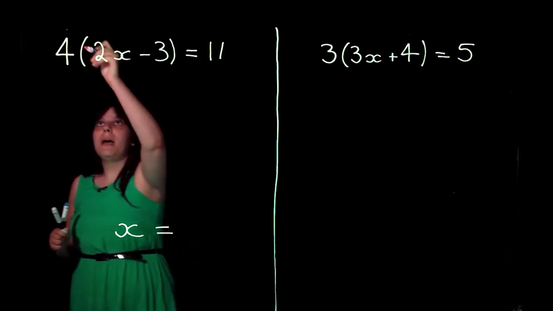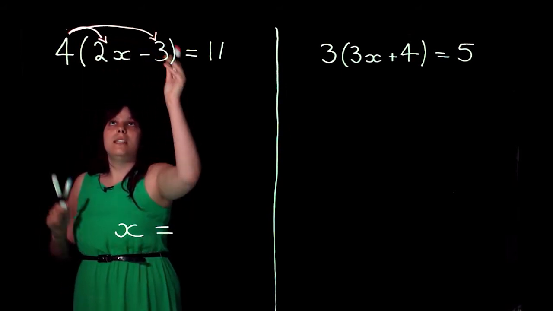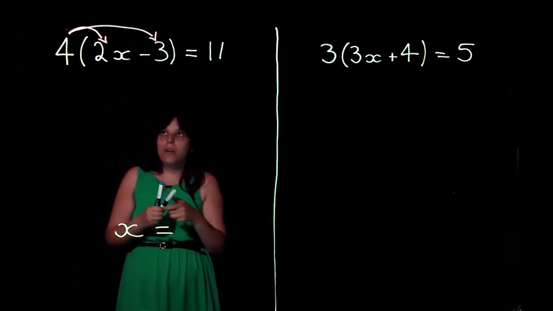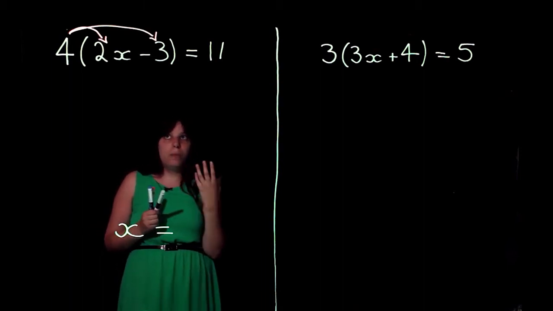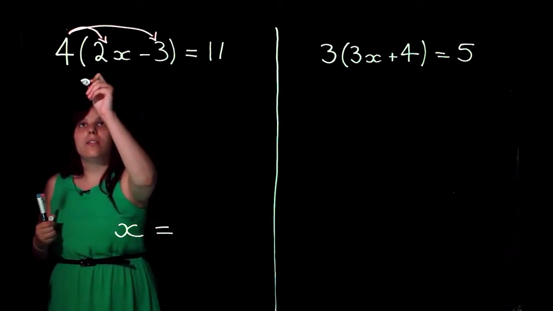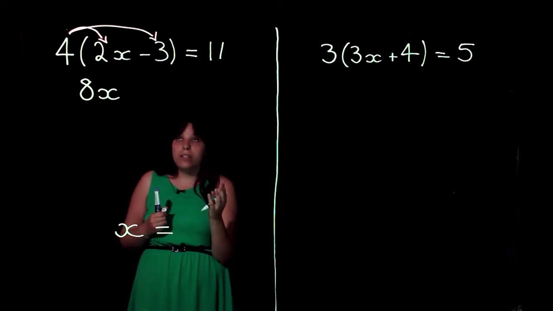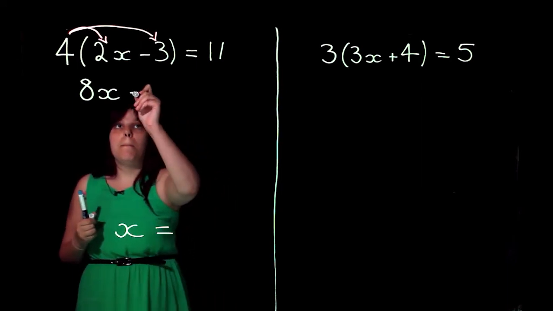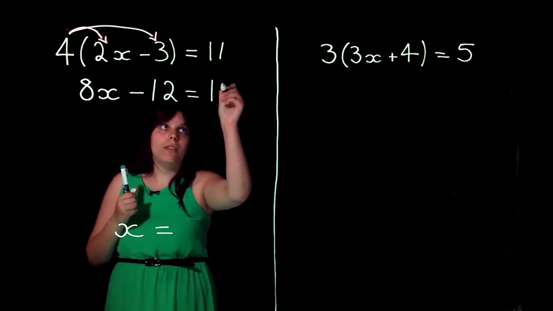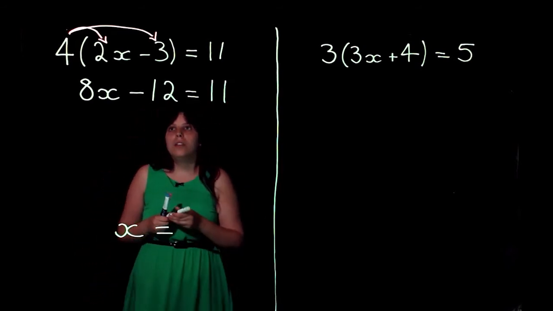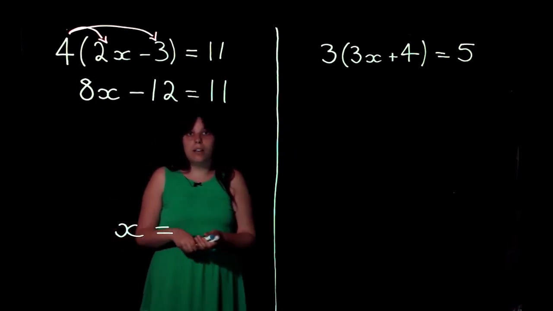So I'm going to expand my brackets, so multiply them out to see what I get on this side. So 4 times 2x, we do the 4 times the 2, which gives me 8, and then I've got my x, so that's going to be 8x on that side. And then 4 times minus 3 is going to give me minus 12. And then on this side, I'm left with 11. So now I've got 8x minus 12 equals 11.